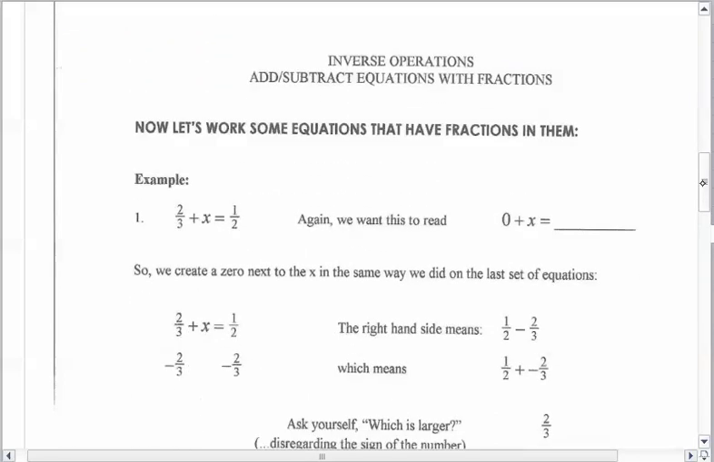And now we're going to actually get into solving equations, but we had to have that foundation, right? So we're going to take a look at inverse operations using adding and subtracting. Again, we're going to try to get a 0 next to the letter. If it's adding and subtracting, we work toward getting a 0. All right. So we have an example here. I want to work it with you. So I have 2/3 plus x is equal to 1/2.